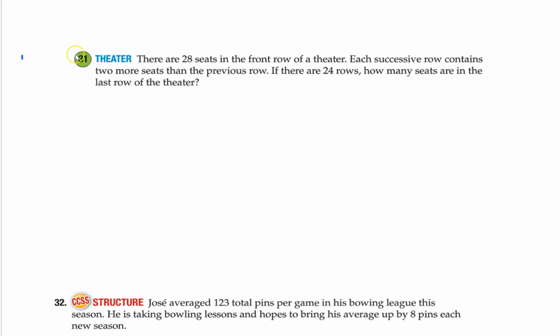So here's the key thing, a couple things. So if there are 25 seats in the first row, there's my a1. Each row contains 2 more seats, so that's my common difference. You're going plus 2 each row. If there are 24 rows, so that's how many terms I have. That's like my n is 24. How many seats are in the last row?